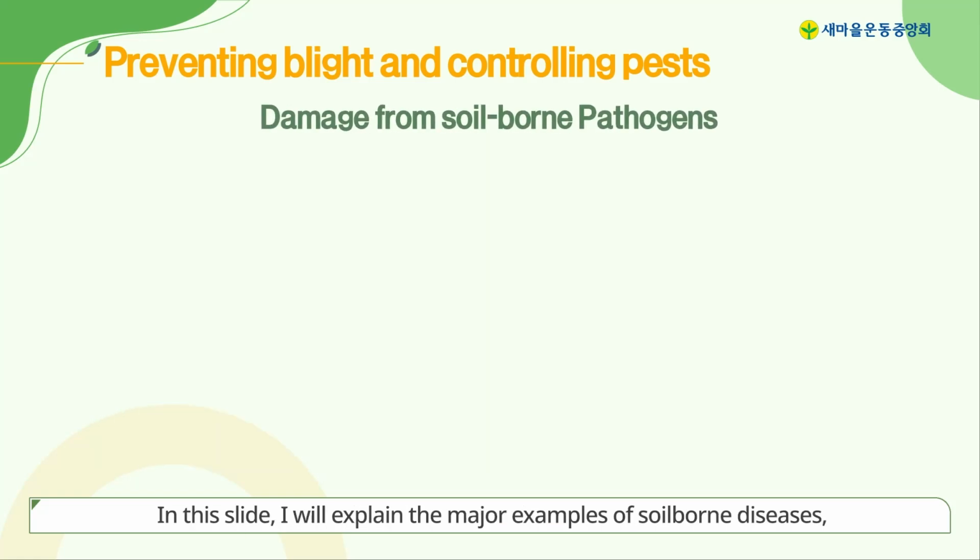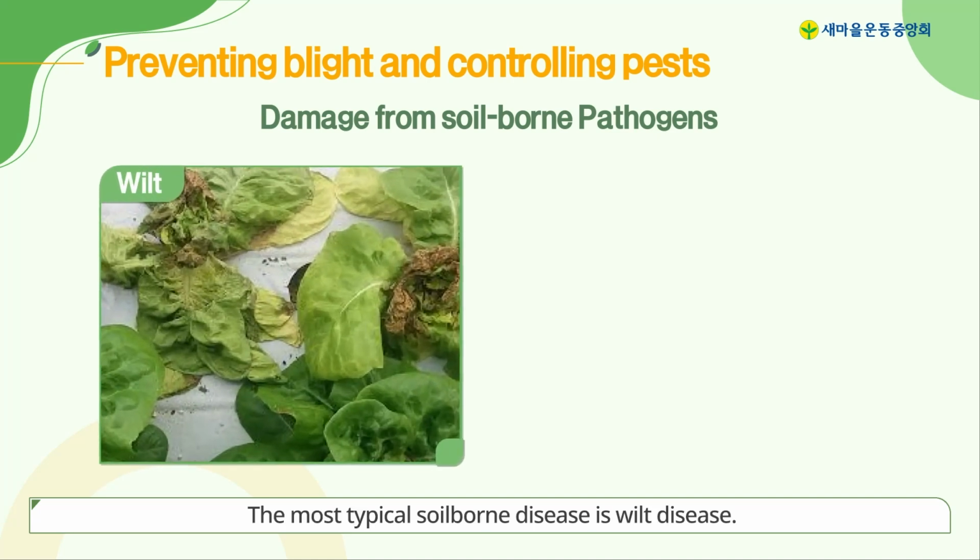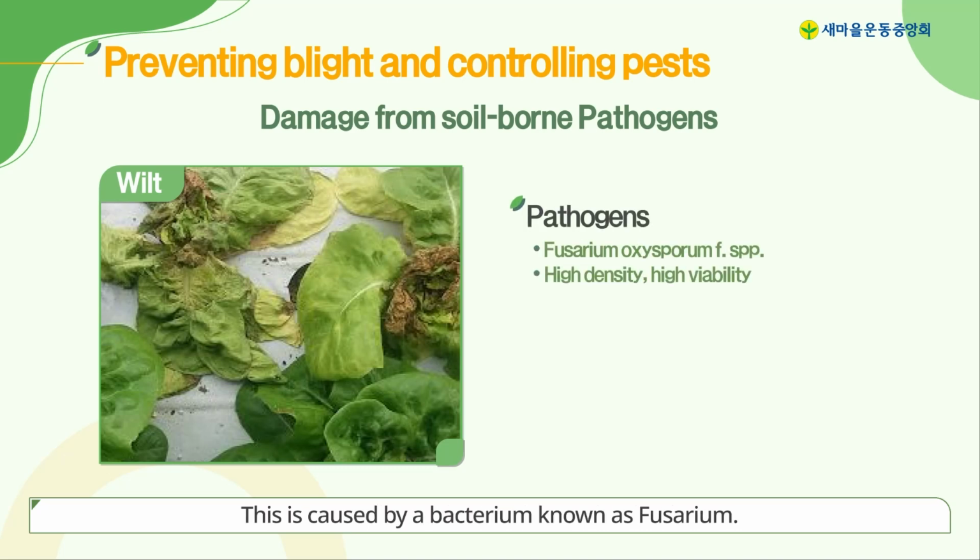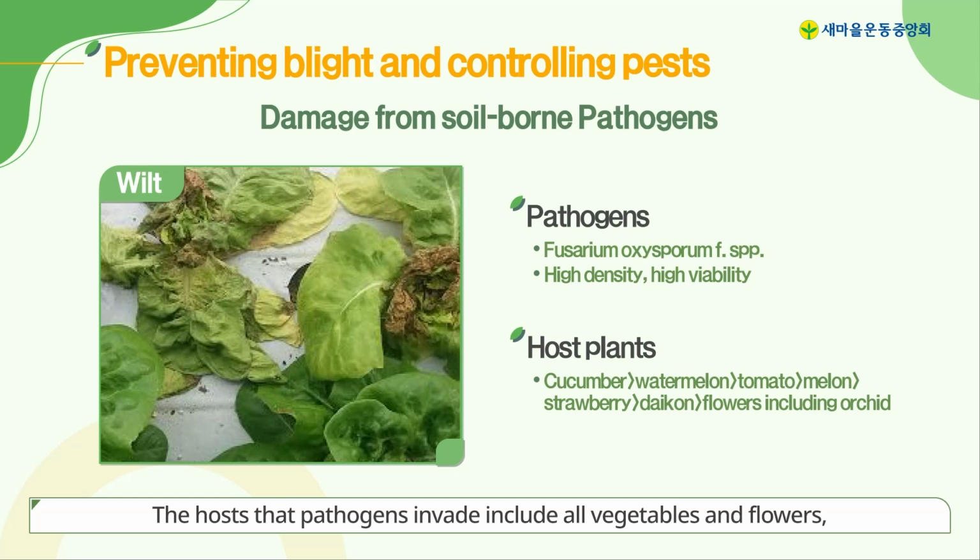In this slide, I will explain the major examples of soil-borne diseases, airborne diseases, and viral diseases by host, which means by type of plant, and cause of disease. The most typical soil-borne disease is wilt disease. This is caused by a fungus known as Fusarium. When plant density is high, it occurs a lot. The hosts that pathogens invade include all vegetables and flowers, including cucumbers, watermelons, tomatoes, melons, strawberries, and orchids.